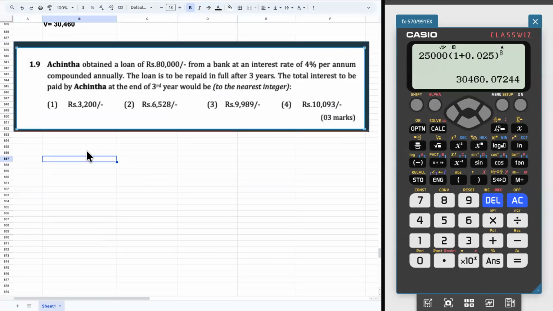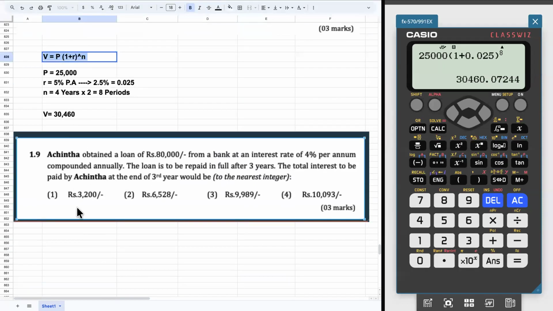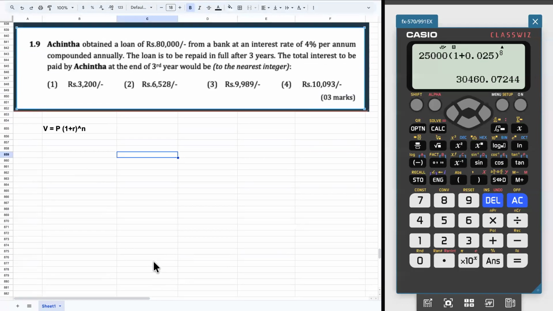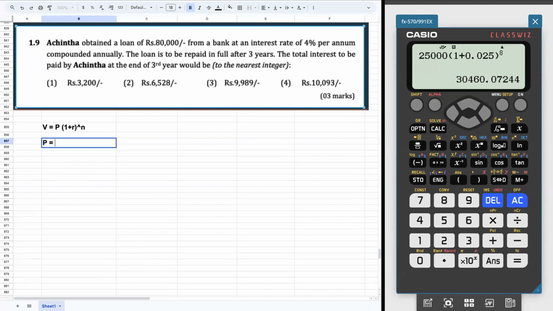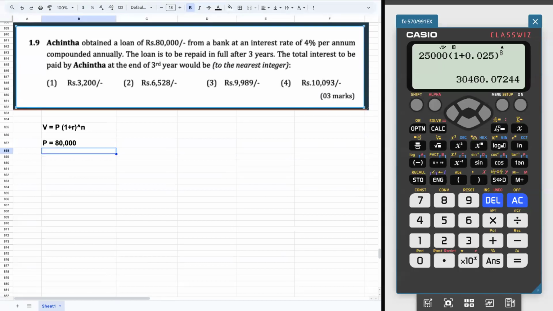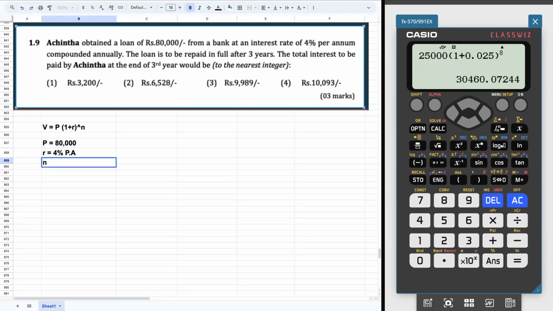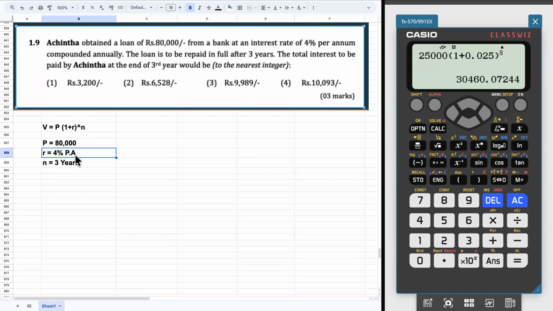Right? Here is the question. This is also a compound interest question, my dear. The same type of question. The principal amount is 80,000. We are obtaining a bank loan, and the interest rate is 4% per annum. And the number of periods: the loan is to be repaid in full after 3 years, right? So the n is 3 years. So now we can keep this n as 3 years because our interest rate is also per annum, on an annual basis.